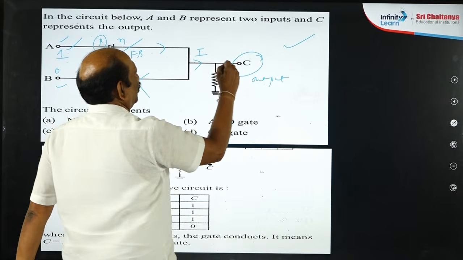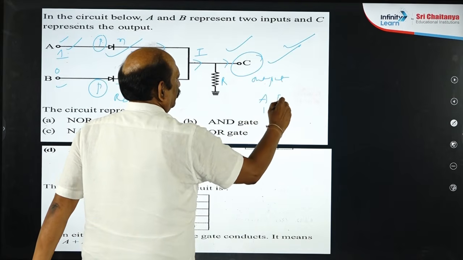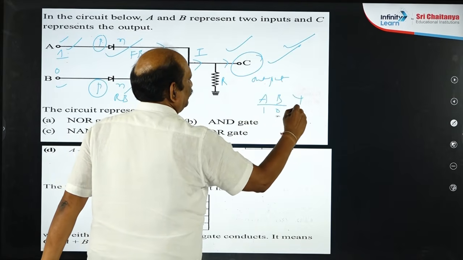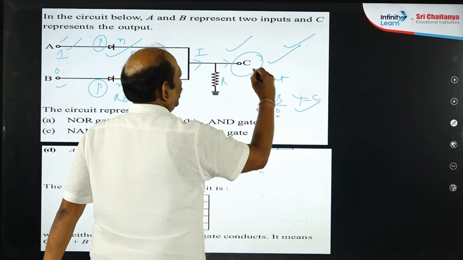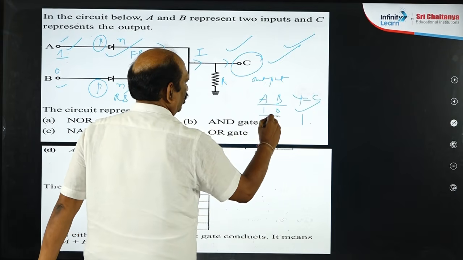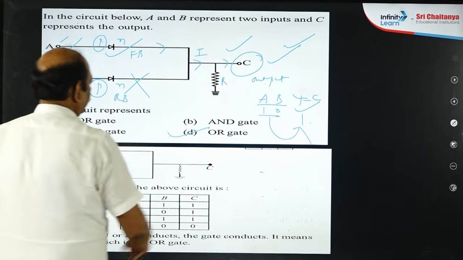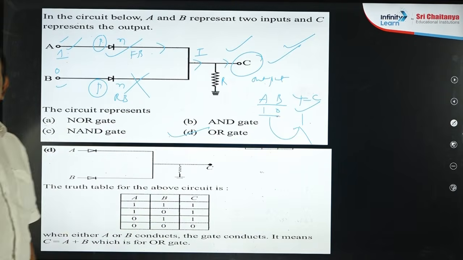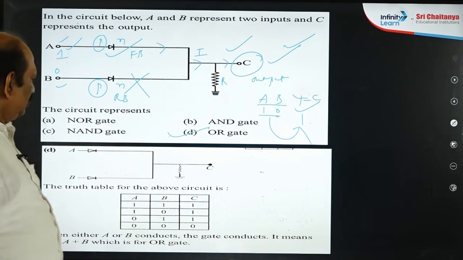So current flows like this and you will get output. So A is 1, B is 0, still I am getting output. This output here is called C. So I am getting output 1. 1, 0, but still I am getting 1. So it acts as an OR gate. So he is asking just to identify what type of gate it is. 4 marks will be in your pocket. Okay, Nana. Next.